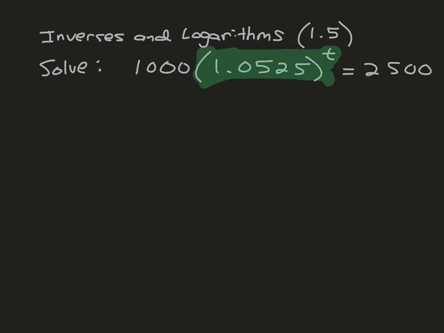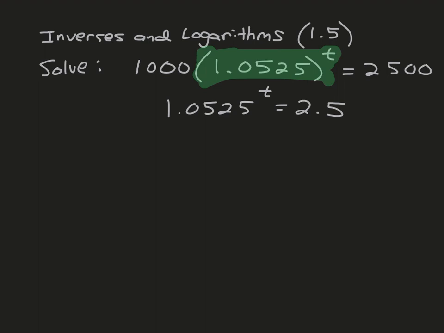What I've just highlighted in green is the exponential. It's the base raised to the exponent. That is what we need to isolate in this case. So I have to get rid of that 1,000. The 1,000 is getting multiplied out front, so I'm going to take a first step of dividing both sides by 1,000. That allows me to isolate the exponential.